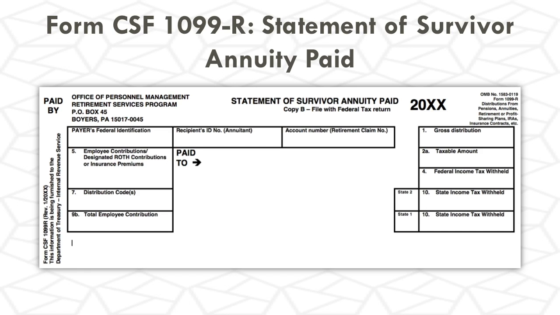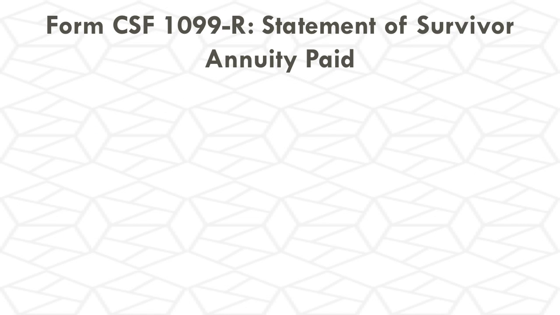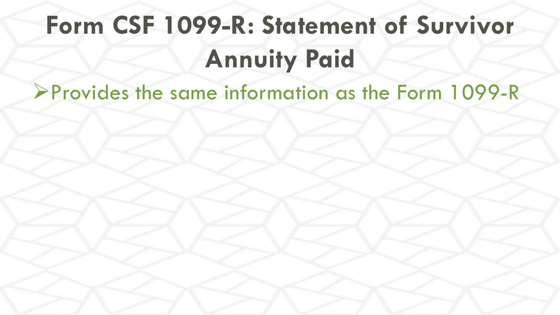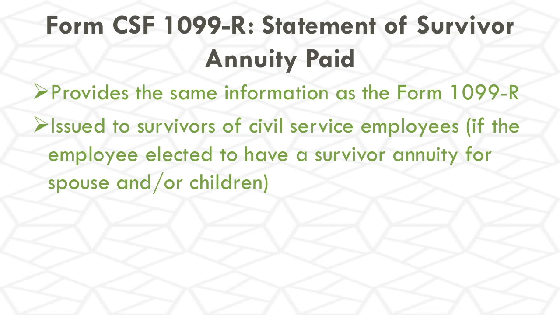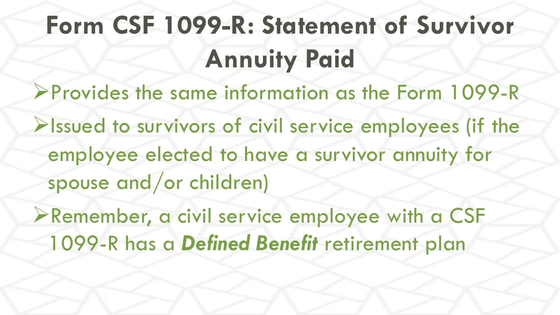Next, we have Form CSF 1099-R, which is a Statement of Survivor Annuity Paid. You'll see it looks very similar to the CSA 1099-R. Again, this form reports the same information as the CSA and Form 1099-R. This is going to be issued to survivors of civil service employees if the employee elected to have a survivor annuity for their spouse and or their children. So you may see this for the wife of a teacher or the husband of a federal employee of some sort. They're going to be issued this if the employee elected to have a survivor annuity for the spouse or the children. Once again, remember, civil service employees with a CSA or CSF form will have defined benefit retirement plans.